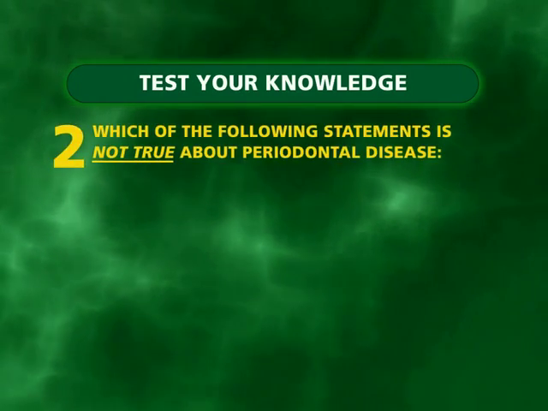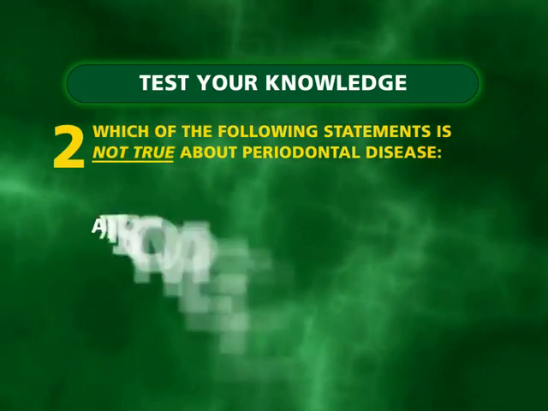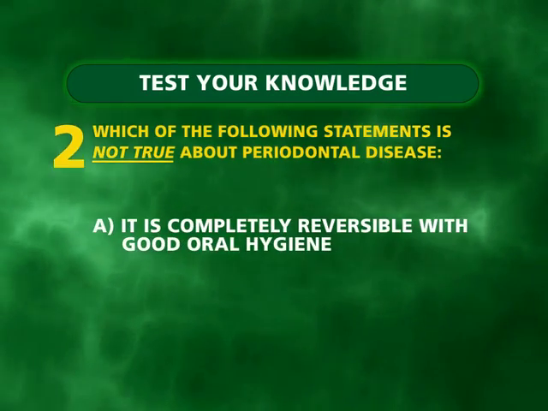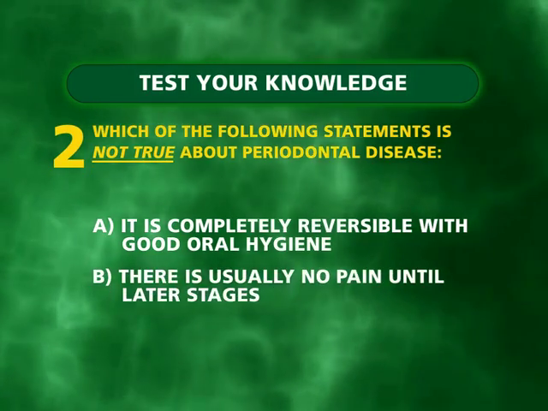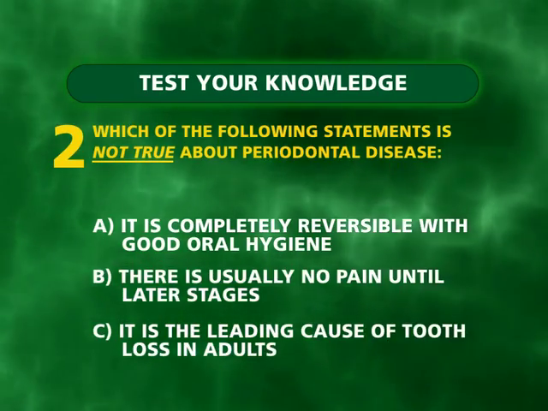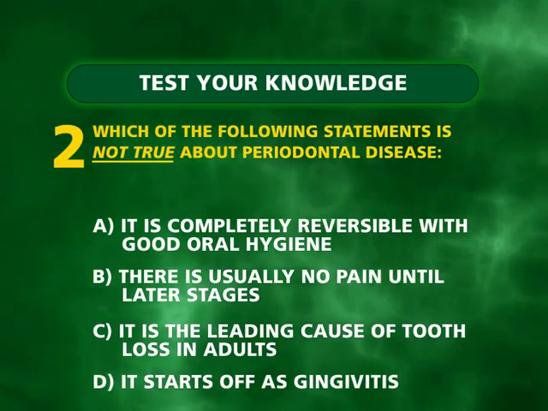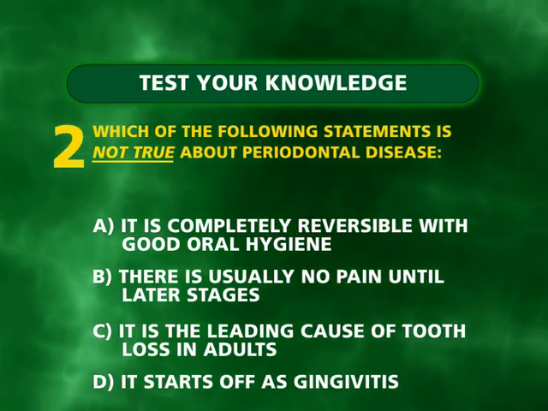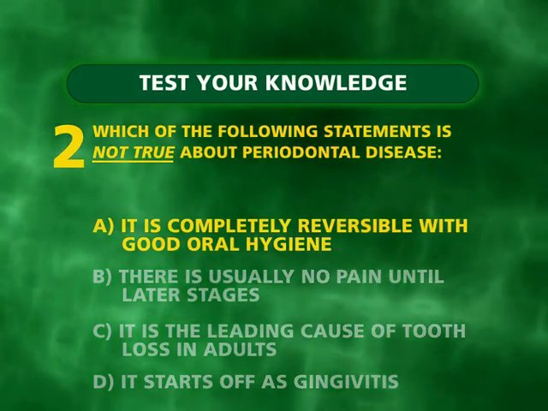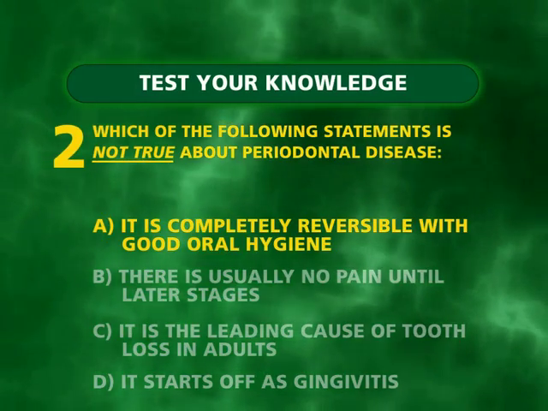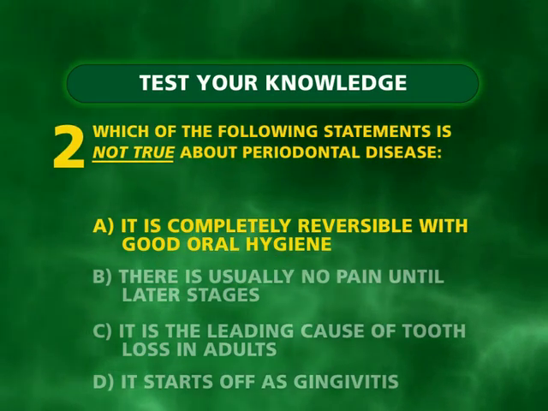Which of the following statements is not true about periodontal disease? A. It is completely reversible with good oral hygiene. B. There is usually no pain until later stages. C. It is the leading cause of tooth loss in adults. Or D. It starts off as gingivitis. The answer is A. It is not reversible. While gingivitis can be reversed with good oral hygiene, once the infection leads to bone loss, or periodontal disease, this bone loss can never be regained.